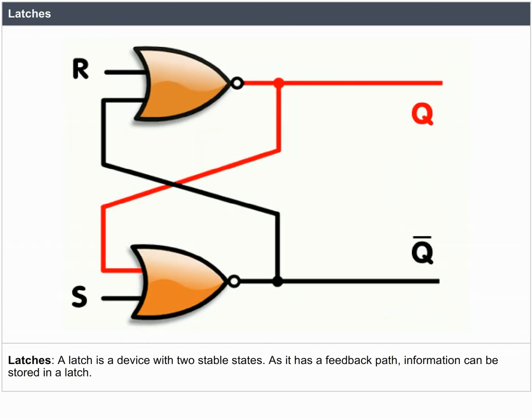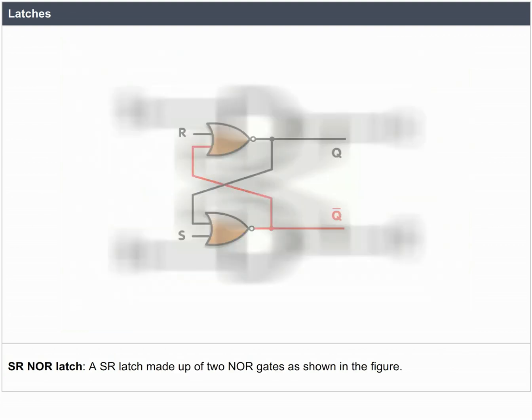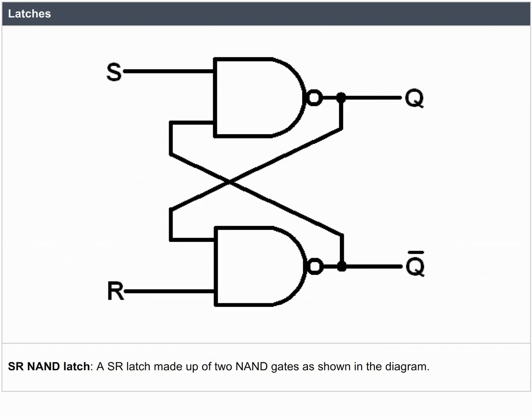Latches. A latch is a device with two stable states. As it has a feedback path, information can be stored in a latch. SR latches. A set-reset latch is independent of any control signals and functions when set and reset inputs are given. SR NOR latch. A SR latch made up of two NOR gates as shown in the figure. SR NAND latch. SR latch made up of two NAND gates as shown in the diagram.